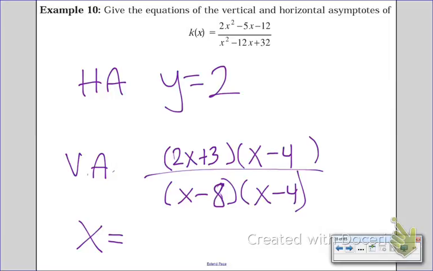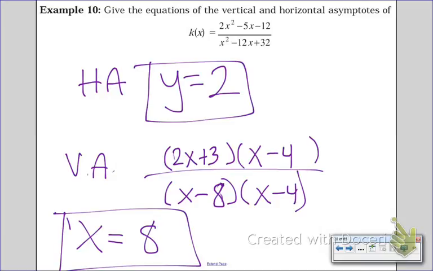What's the vertical asymptote? 8. Just x equals 8. Y equals 2, x equals 8. Who can tell me why x equals 4 is not a vertical asymptote? Good. It's a hole. It is a removable discontinuity.